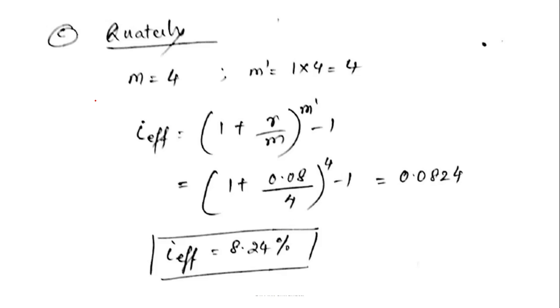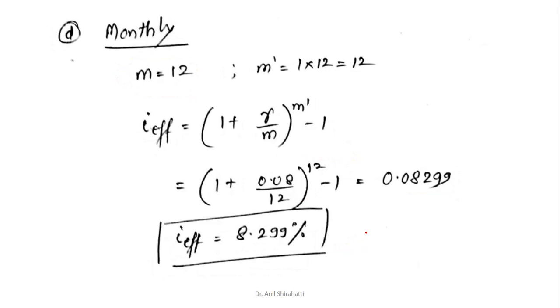Okay, so each 3 months is equal to 1 quarter. So 12 months, and how many quarters are there? 4 quarters, okay, of 3 months each. So that's why M is 4, M dash is 4, and R is again 8%. We substitute 4%, 4 and 4, and we are getting around 8.24%. So you can see the quarterly effective interest rate is changed again.